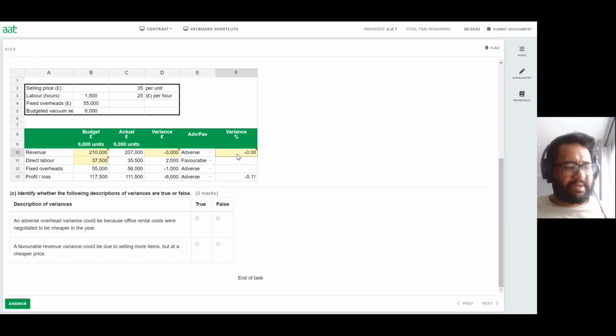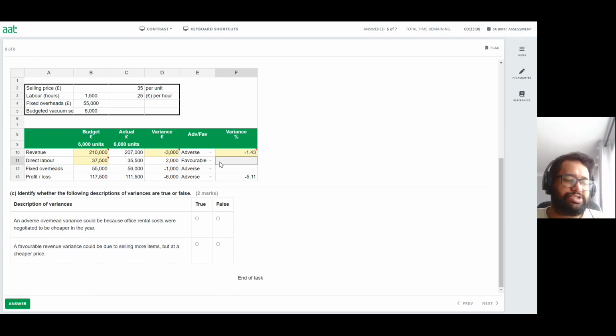Let me check it here. 3,000 divide by 2,100, multiply by 100. Yeah, this formula is giving me a wrong answer there. Why is that? I don't know. D10, oh, B10. It's not B11. It's going to be B10. All right. So that one, it should be multiplied by 100. 1.43. Yeah. So here the formula is shown this way: the variance divided by the budgeted revenue, multiplied by 100. That should give me 143.